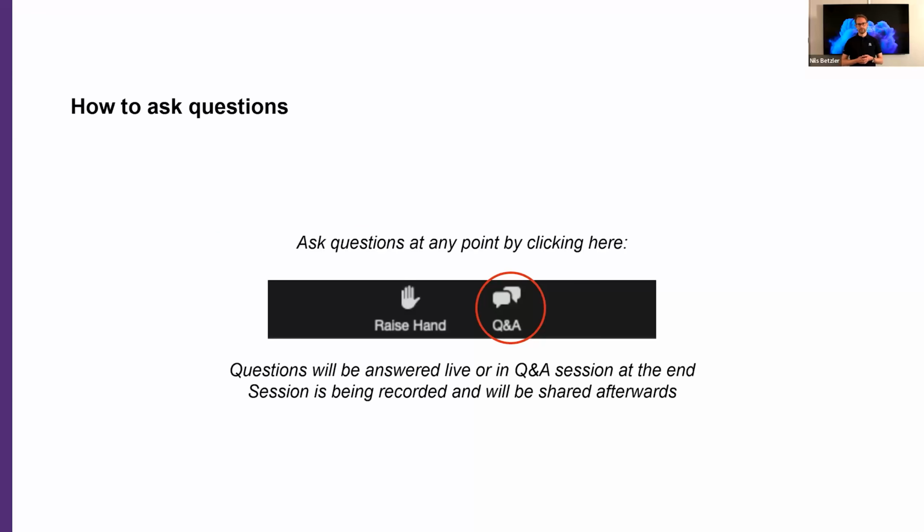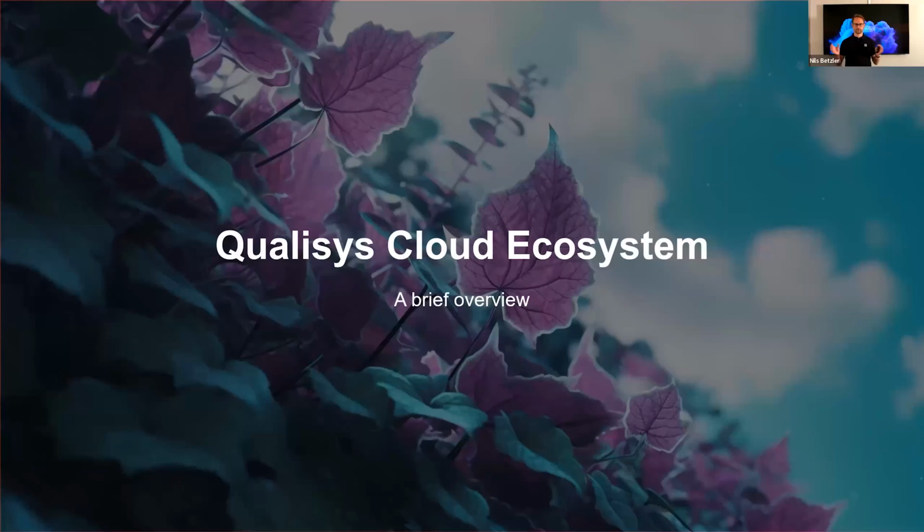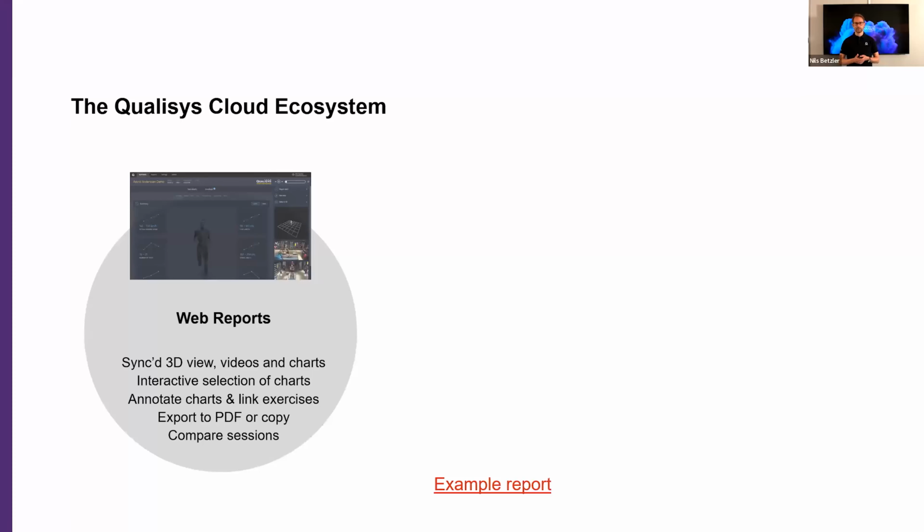But before we move on, I would like to make sure everyone knows where we are in the Qualisys cloud ecosystem if we talk about Calqulus. So zooming out a bit, our cloud ecosystem consists of web reports and other parts. The web reports were what we created first.